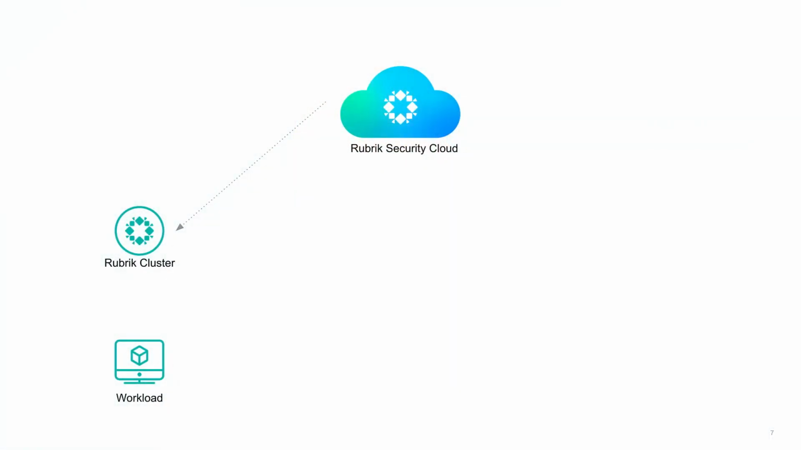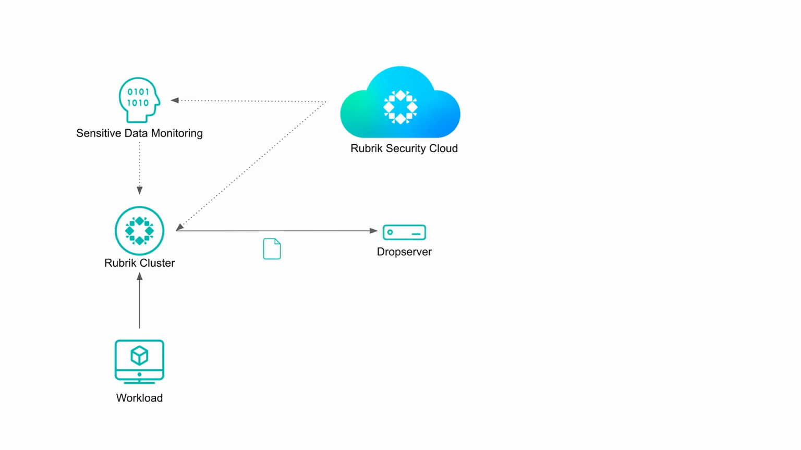So, how does it work? Let's take a look at the architecture. First, Rubrik backs up the data. Rubrik's sensitive data monitoring policies are then tagged for Zscaler integration. Where sensitive data monitoring detects sensitive data as defined by the policies selected, it uploads a copy of the file from the backup to the relevant drop server.